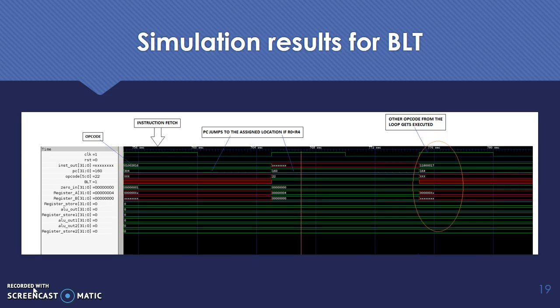These are the results for BLT, which is branch if less than, which is similar to the branch instruction, a J-type instruction, just that it branches only when the condition is satisfied. In this case, it checks if the contents in R0 register were less than that in R4 register, and if it is true, it would branch to the desired program counter.